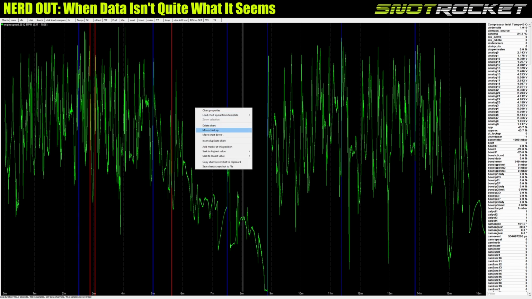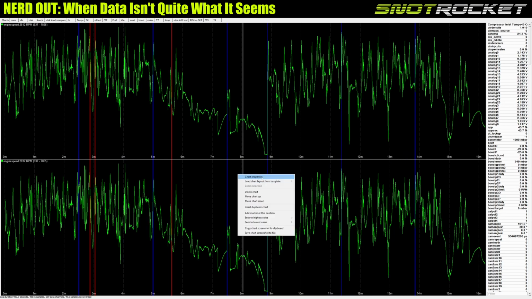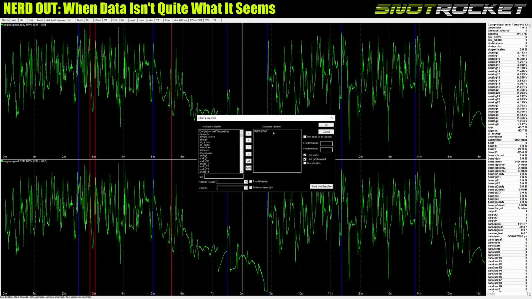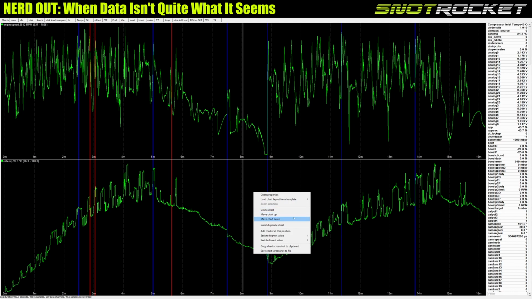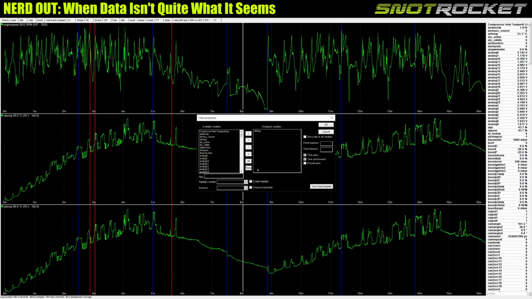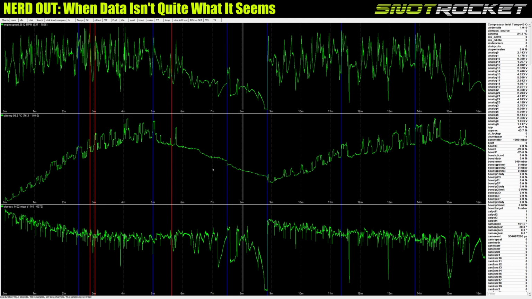Right, so I'm going to add another chart underneath here. Let's change that to oil temperature, as that's what we really care about. And then just for fun, let's have oil pressure below that. Pressure is here, and we'll get rid of oil temperature. Okay, now this is three really useful bits of information over time.